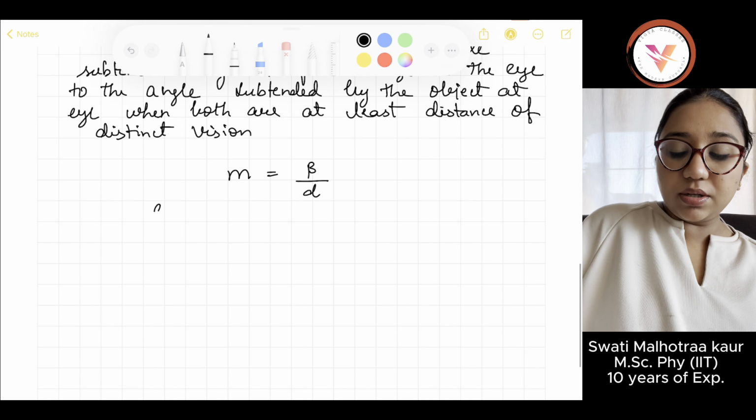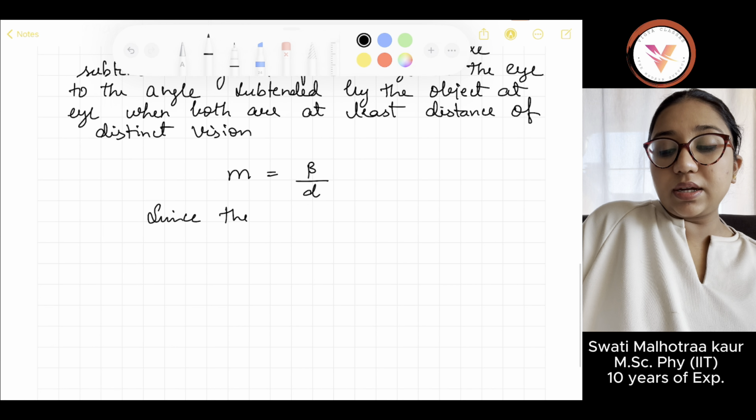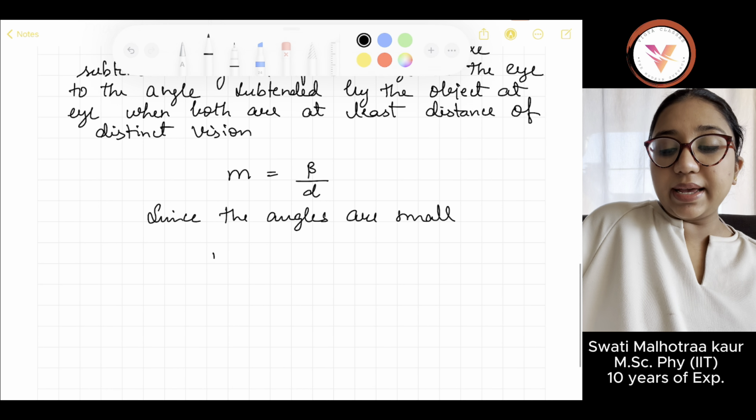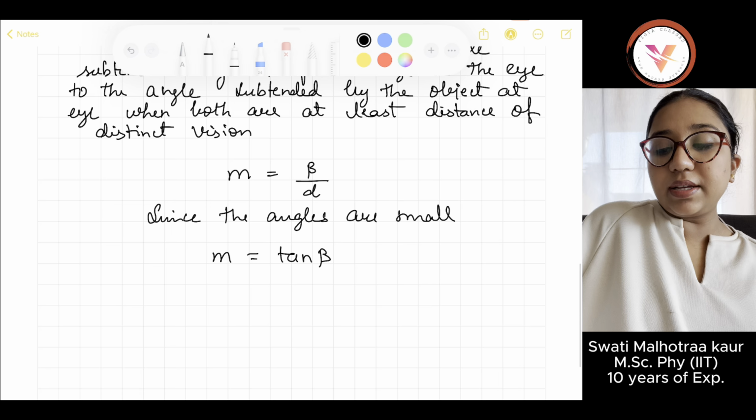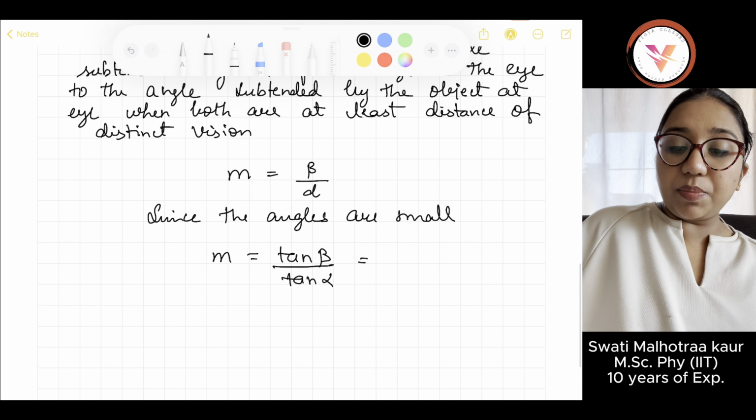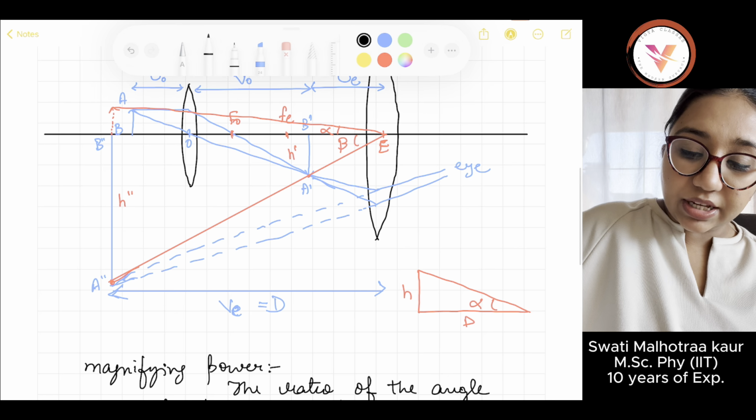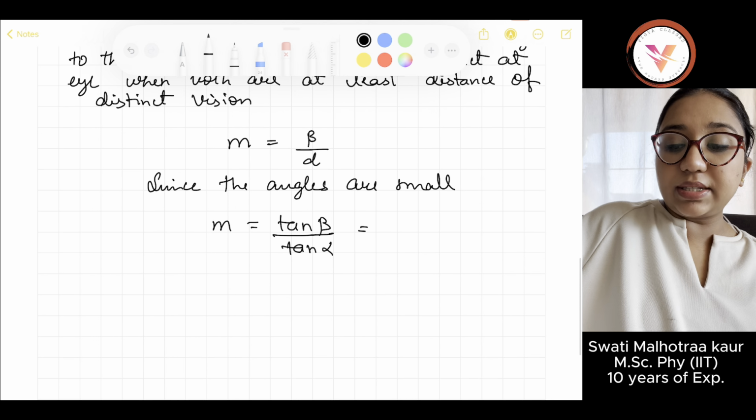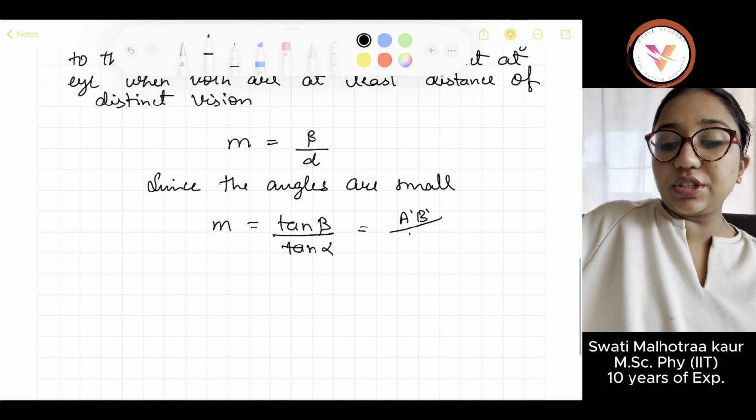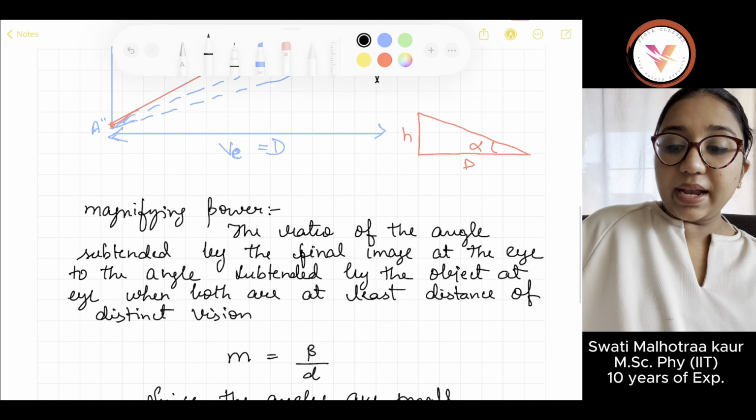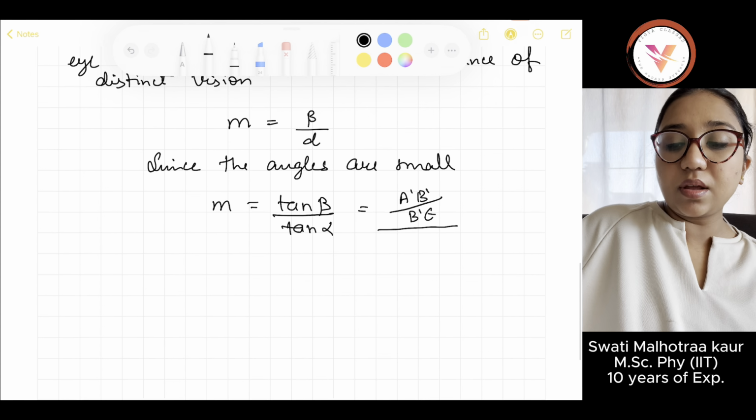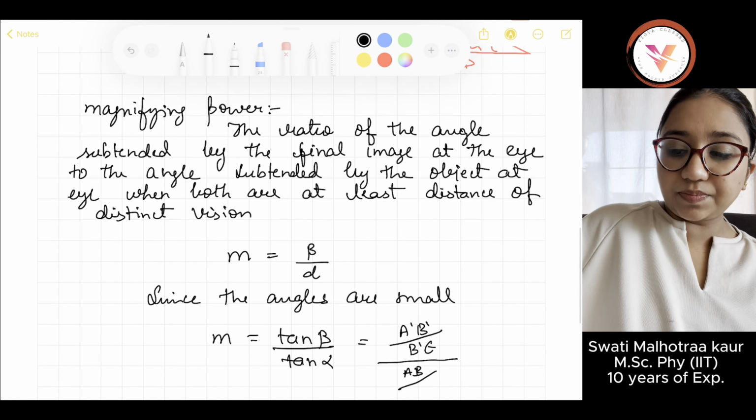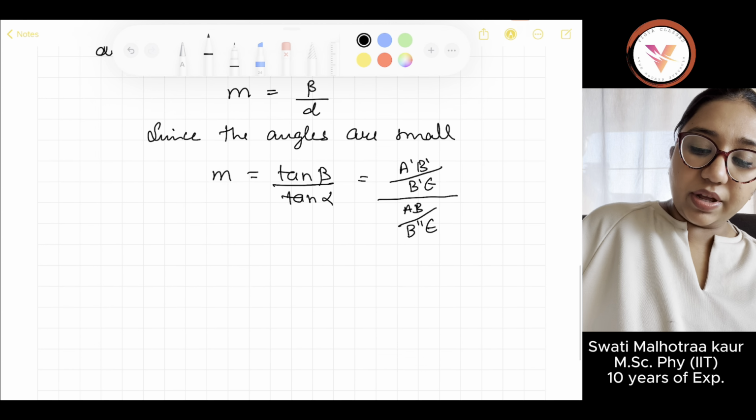Since the angles are small, I can put beta as tan beta and alpha as tan alpha. So tan beta is what? Perpendicular upon base. Let's take perpendicular to be this h dash and base to be this B dash E. So let's take A dash B dash upon B dash E whole over tan alpha, and tan alpha is h by d. Let's take AB and total distance B double dash E. And now we will put values.